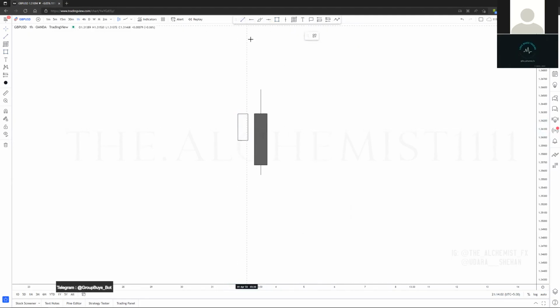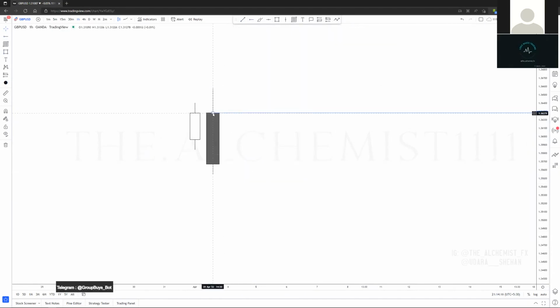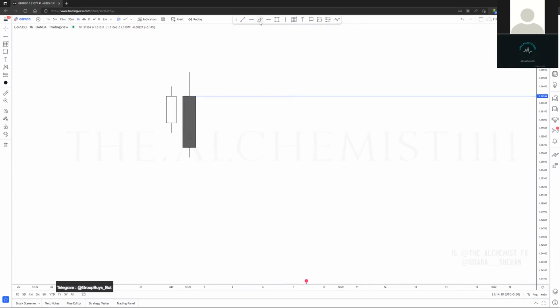Yeah, like this. So let's say the previous candle closed here. Now, where did the bearish candle open? From here, right? This is where the bearish candle opened. Then, as it opened, what happened now?